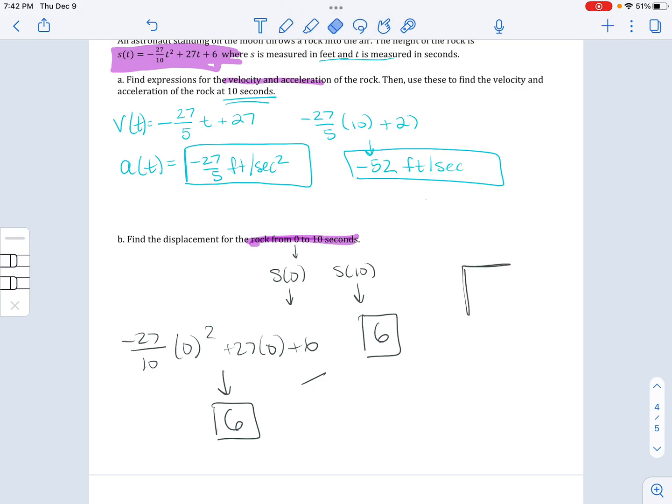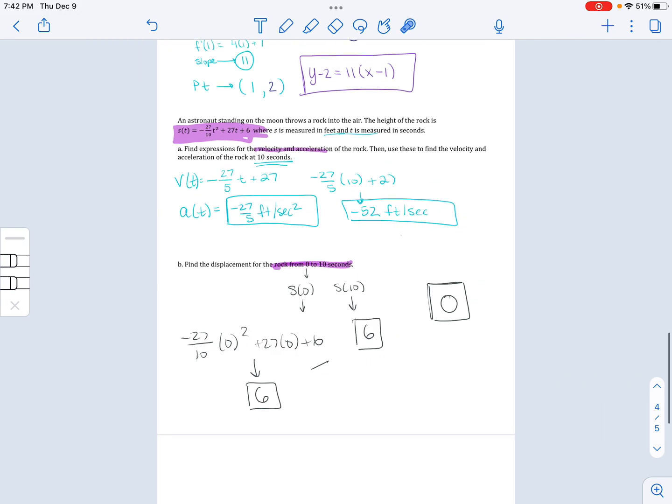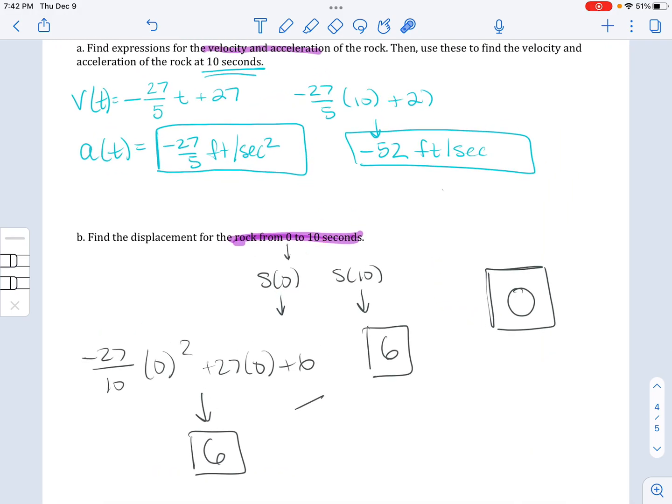So what that basically means is that they ended up right where they started. The displacement position is 0, which makes sense, people. The rock is thrown into the air. Where will the rock land? The beginning and the end, the rock should land in the same spot. The displacement of the height is 0. That makes a lot of sense.